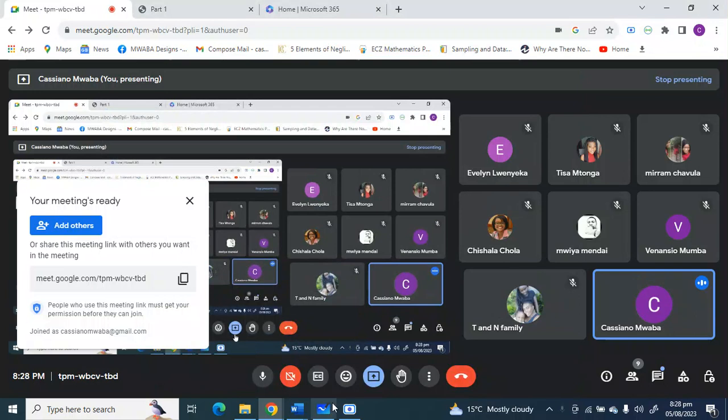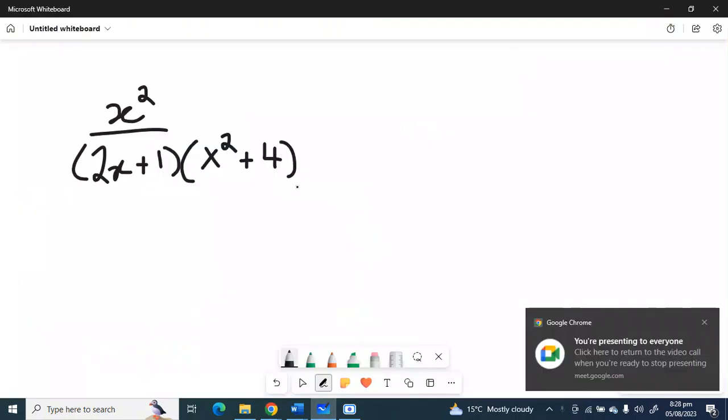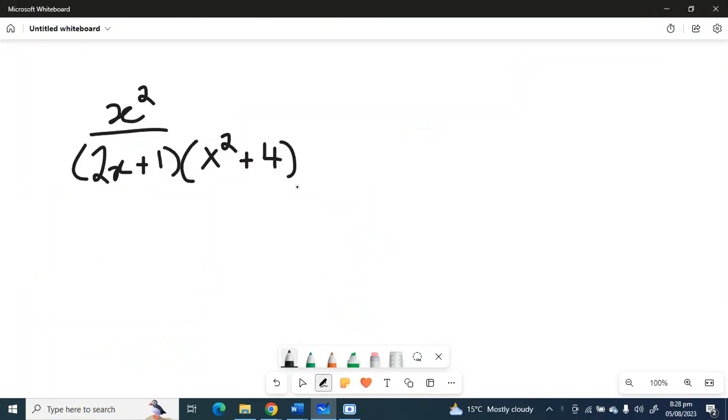All right. So we have this expression. We have to express it as a partial fraction, meaning we have to break this expression down into smaller fractions.